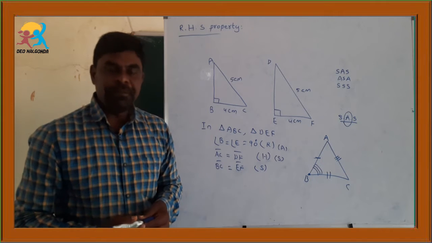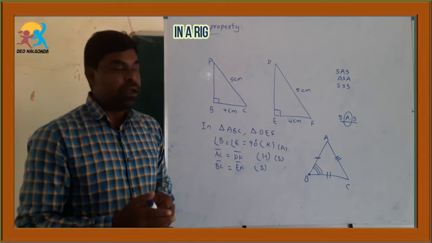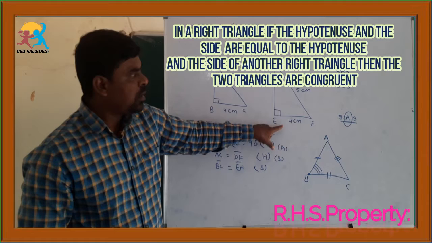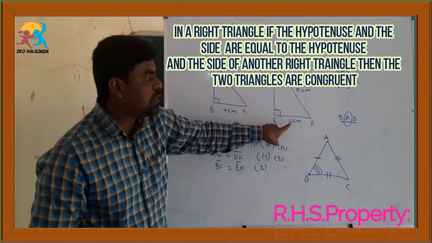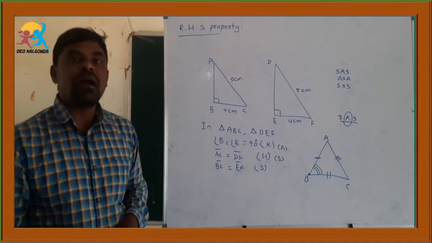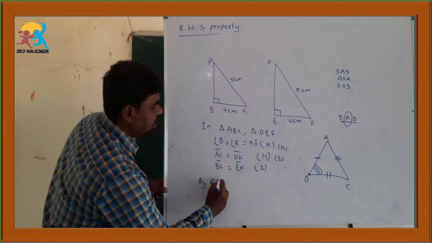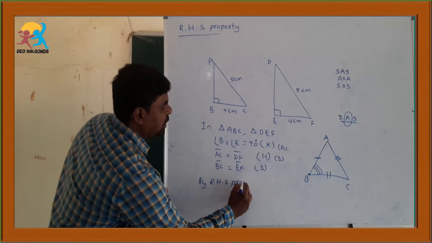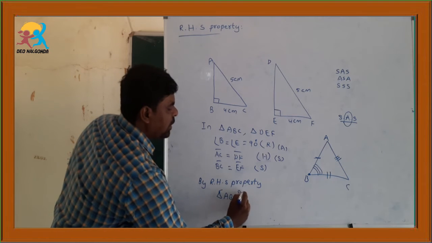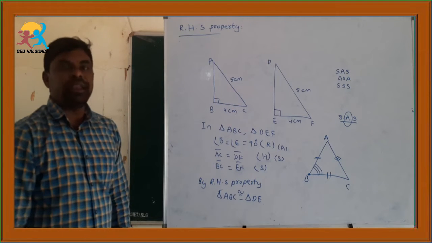In a right triangle, if the hypotenuse and a side of one triangle are equal to the hypotenuse and a side of another right triangle, then the two triangles are congruent. So, according to that property, we can say that triangle ABC is congruent to triangle DEF. I have proved that these two triangles are congruent.